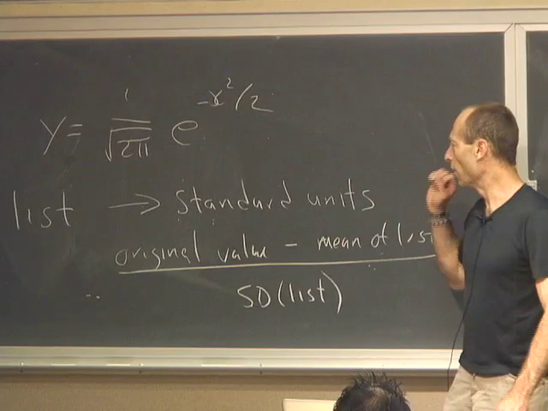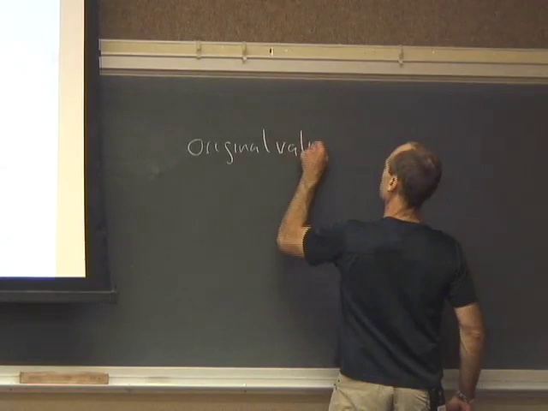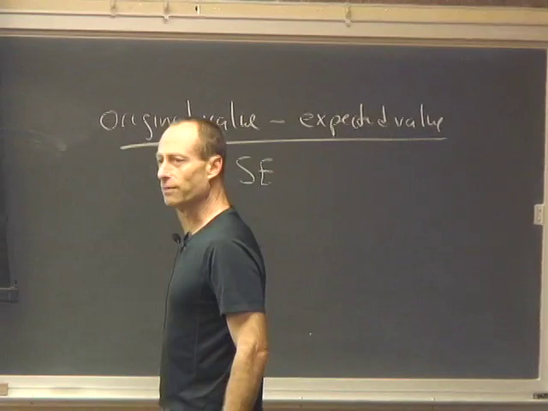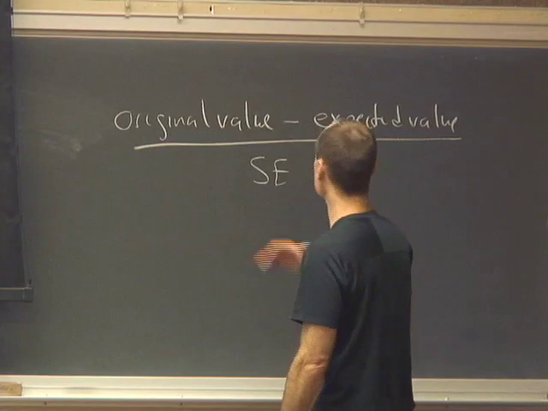For a random variable, the way you change values of a random variable into standard units is quite parallel. It's the original value minus the expected value divided by the standard error. Okay? This is how you turn values of a random variable into standard units. So it's the variable minus its expected value over the standard error.